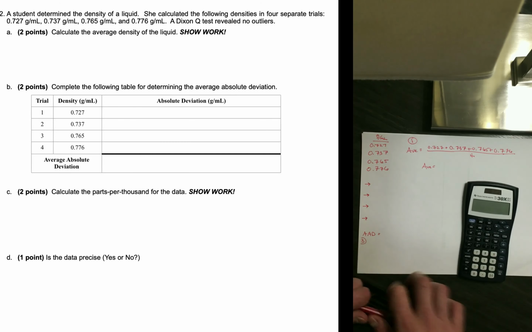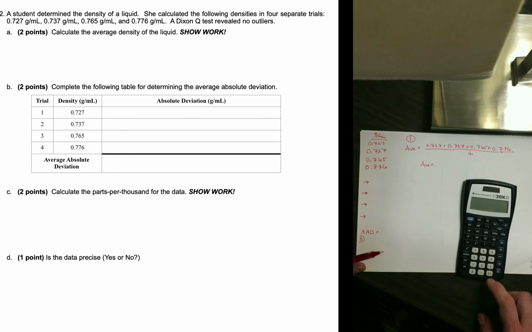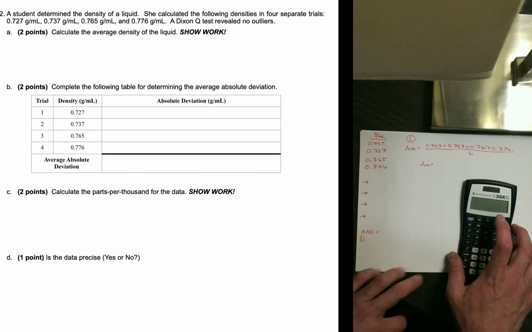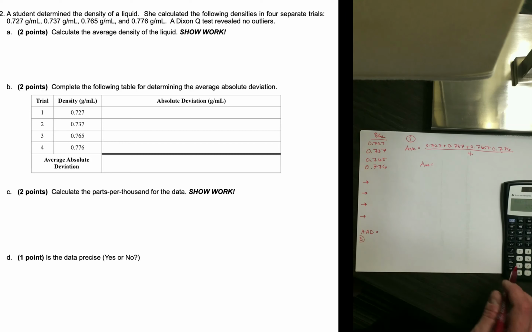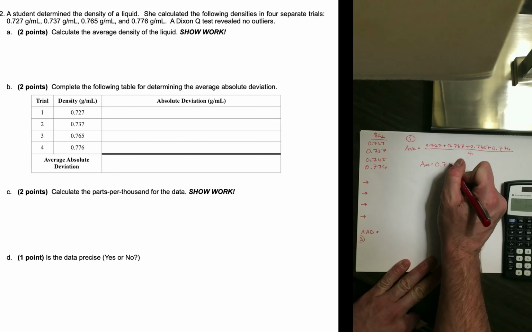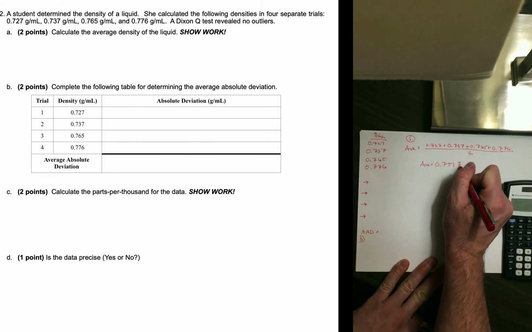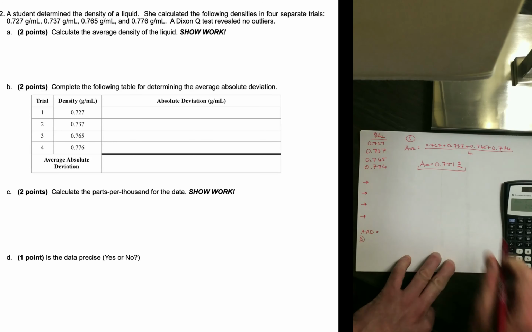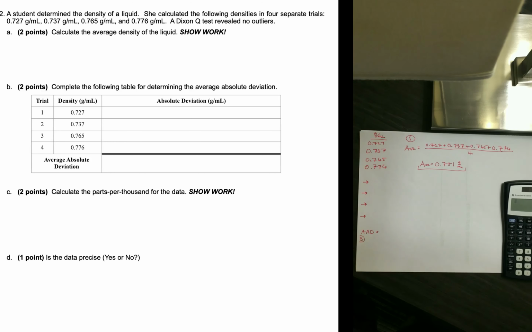So let's go ahead and calculate that. The calculation would be 0.727 plus 0.737 plus 0.765 plus 0.776. And then I divide this by 4, and my average ends up being, if I round it to the appropriate number of digits, 0.751 grams per milliliter. So that is my average. That's the average of my 4 data points.